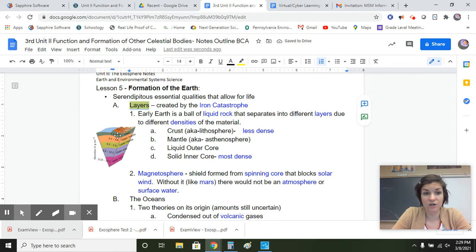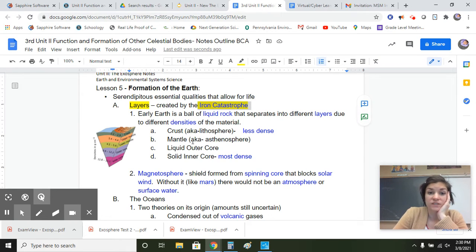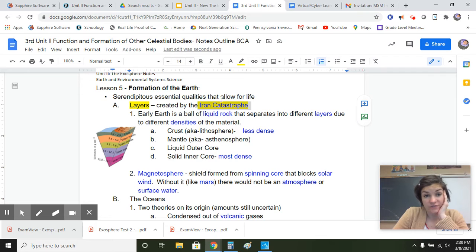So there are layers inside of our Earth, and the formation of those layers we call the iron catastrophe. It's not like when you think of a catastrophe and you're like, oh my gosh, it was crazy, a volcano erupted and wiped out a whole city. There were no people around, so you couldn't really have noticed. We as humans aren't aware of it.